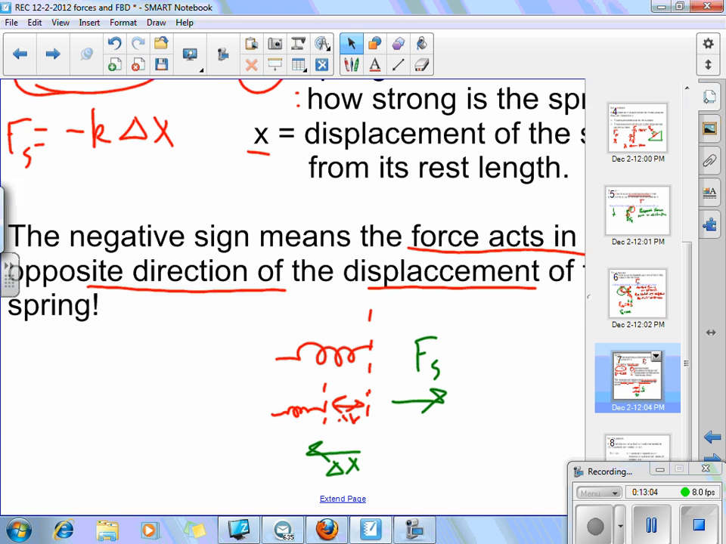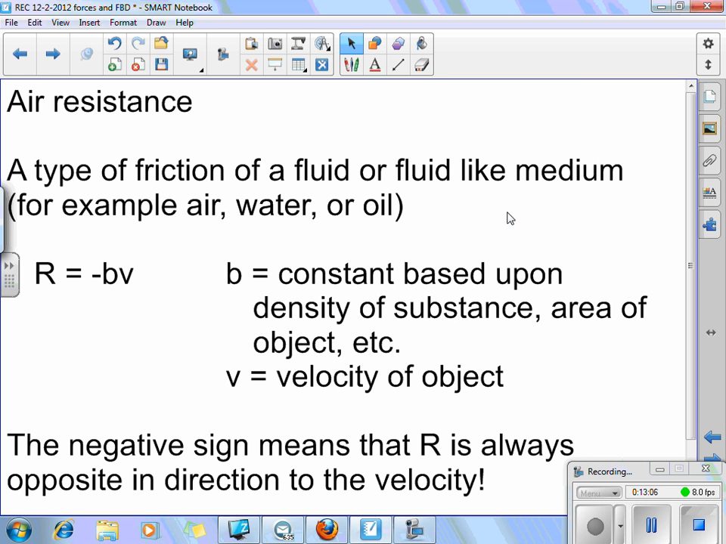Force of a spring. Next one, air resistance. The only type of friction I want to tell you about quite yet, for right now. We'll talk about friction between solid objects later. This is a type of friction of a fluid or fluid-like medium. So when an object is moving through a fluid or a fluid-like medium, it experiences something similar to air resistance.